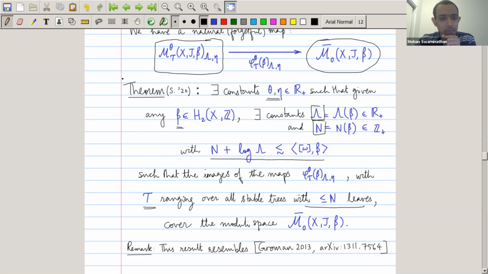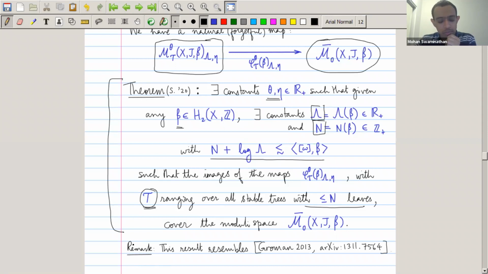So in other words, to parse this statement more roughly, what we are saying is that we have covered the moduli space M-bar 0 of X, J, beta by an explicit set of compact sets, each of which we can effectively understand its compactness. Namely, given an epsilon, we can understand how many epsilon balls it takes to cover each of those compact sets. And moreover, we can also understand how many such compact sets there are. That's just given by the number of trees with less than or equal to n vertices, n leaves.